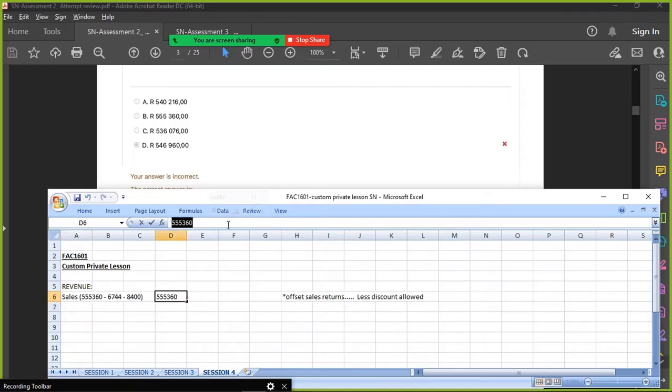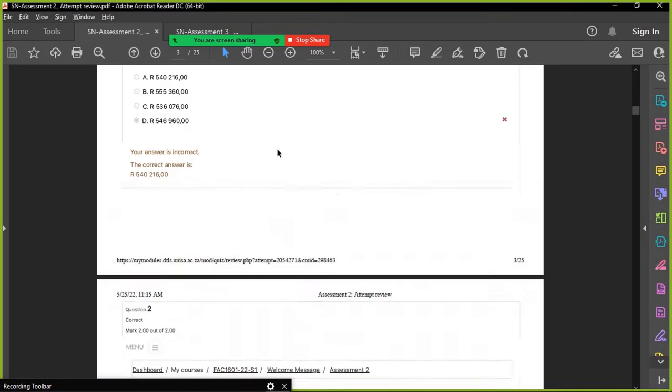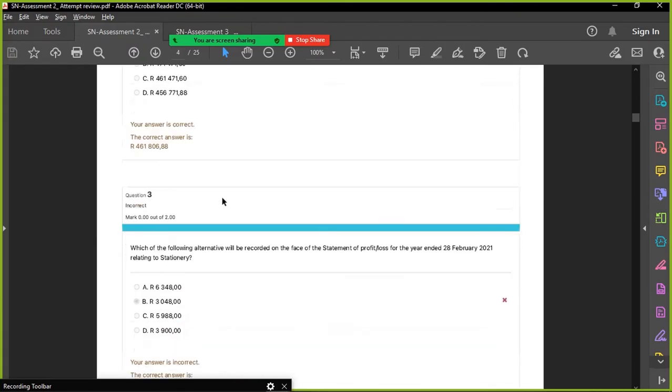So add and subtract. They're going with 540216 is correct. Perfect. Yeah, I redid this one yesterday and I got that as well. All right, 2 was correct, cool.